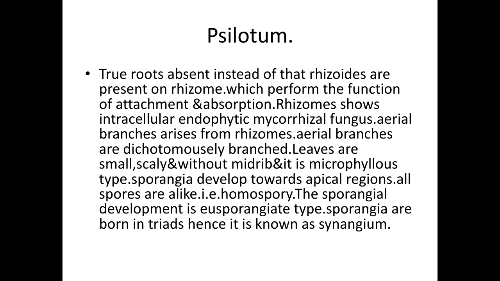The sporangial development is of the eusporangiate type. It means the development of sporangia generally takes place from a single superficial initial cell, and such type of sporangial development is known as the eusporangiate type. Sporangia are borne in triads, hence it is known as the synangium.